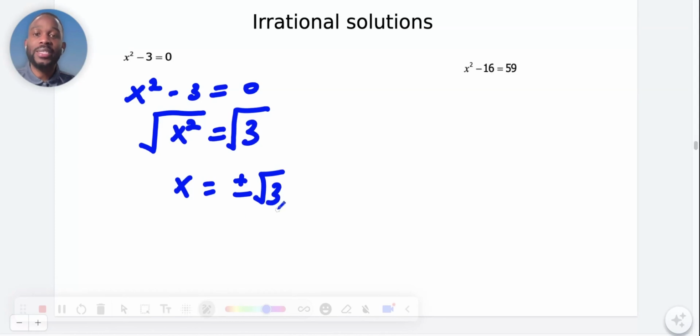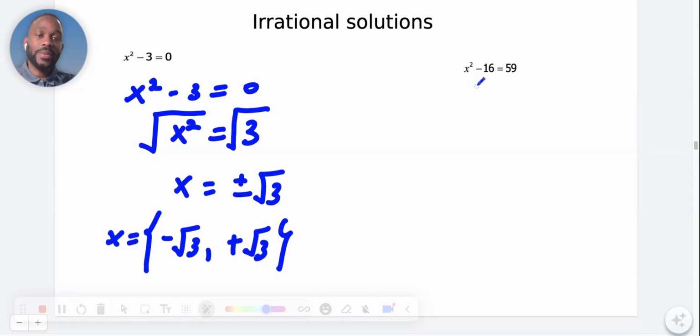So why am I leaving it as a root? It's because the root of 3 will give you 1 point something, you know what I mean? You better leave it as a root. So this is what we call an irrational solution. So the solution of x will be the negative root of 3 and the positive root of 3.